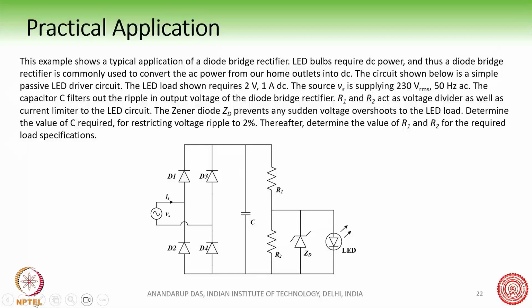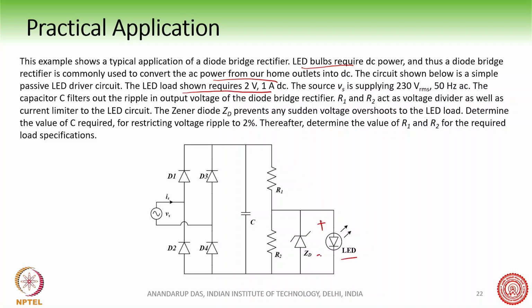So we are now taking a very simple practical application where we want to make an LED power supply from this diode bridge rectifier. This is very much used. LED bulbs commonly require conversion from the AC power from our home outlets, which we use in our home. So this is a very simple one, and the LED load requires 2 volt and 5 ampere.